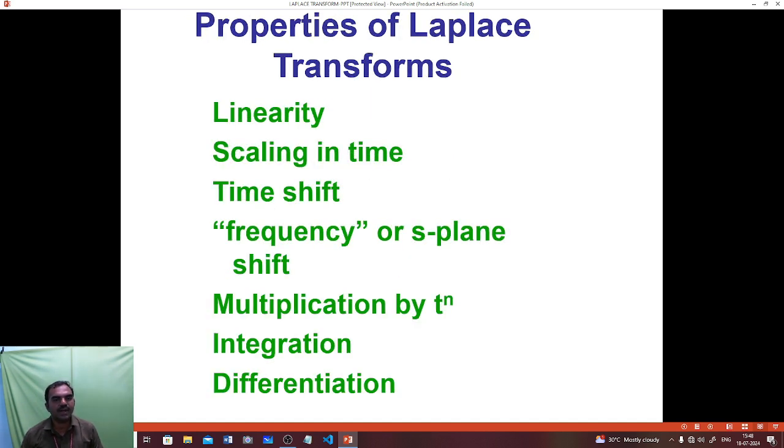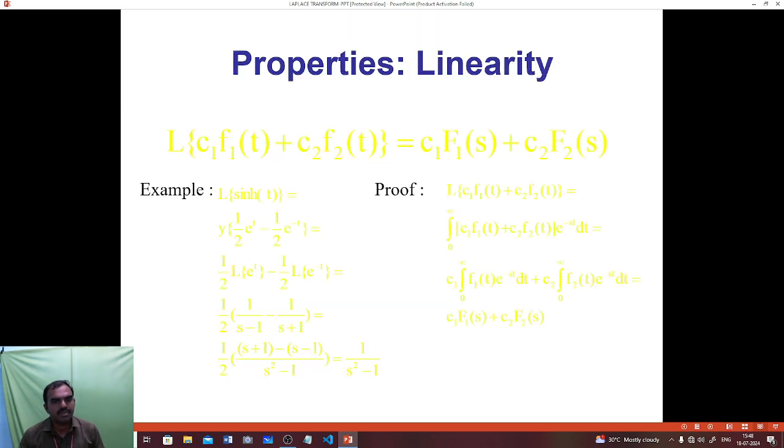Then some properties of Laplace transforms: linearity property first, then scaling in time, then time shift, then frequency or S-plane shift, multiplication by t power n, then integration, and last, differentiation. Properties of linearity: if two functions are given, how do we take the Laplace transform? L of c1 f1 of t plus c2 f2 of t, where c1 and c2 are constants, f1 of t is the first function and f2 of t is the second function. We take the Laplace transform.